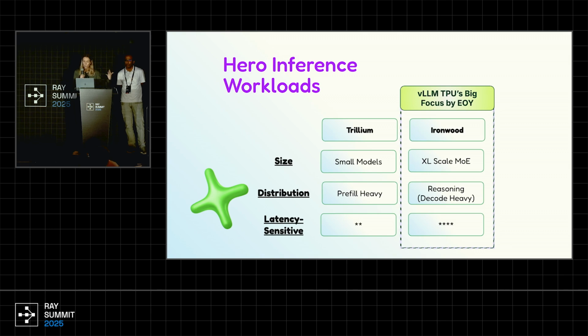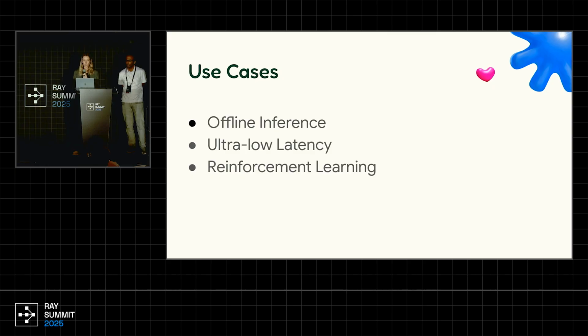Although multi-host is totally fine, it's always nice to not have to do it if you don't have to. And so for reasoning models, when you think of hero workloads for Ironwood and vLLM TPU in the next couple months, think large-scale MOEs, generating massive amounts of tokens. That's where you're going to really see the best bang for your buck with Ironwood. And of course, ultra-low latency.